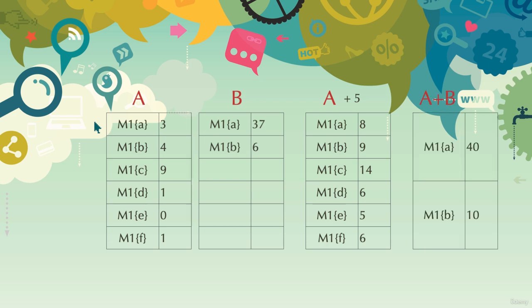So if we say A plus B, what happens is that M1A and M1B, because they exist in both instant vector A and instant vector B, will appear in the resulting instant vector and their values are summed up together. However, M1C to M1F, because they exist in instant vector A but don't exist in instant vector B, don't appear in the resulting instant vector.